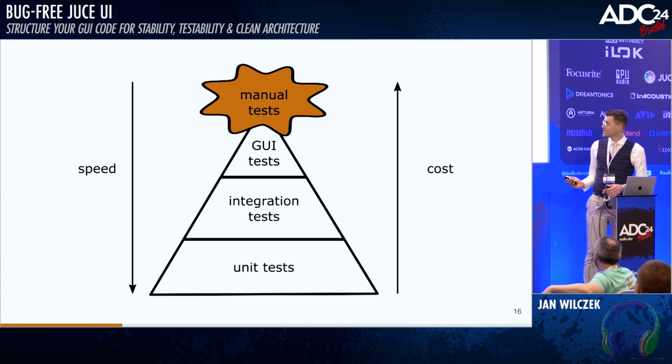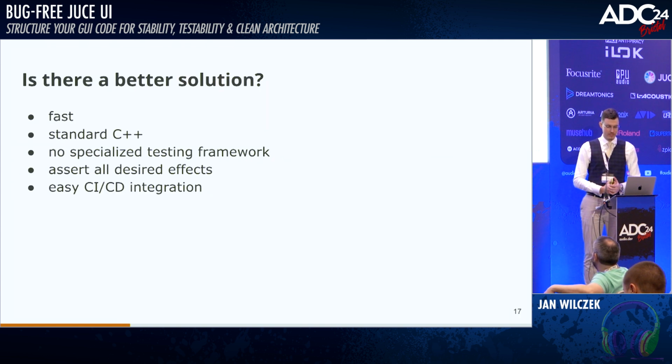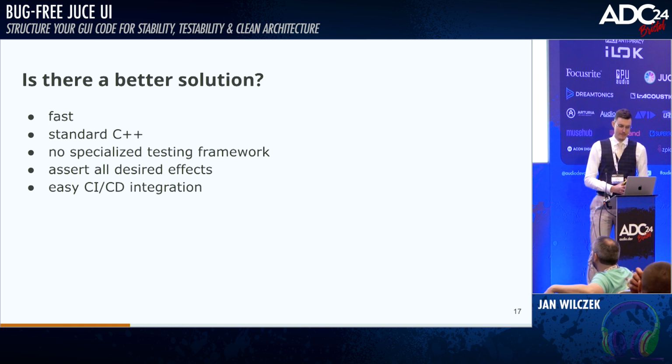So in this kind of unit testing pyramid that's very often shown, it shows how many tests of a particular kind there should be. In general, they always say that manual tests should be avoided and the largest portion should be devoted to unit tests. Okay, but is there a better solution than having a big dedicated framework just to test the GUI?